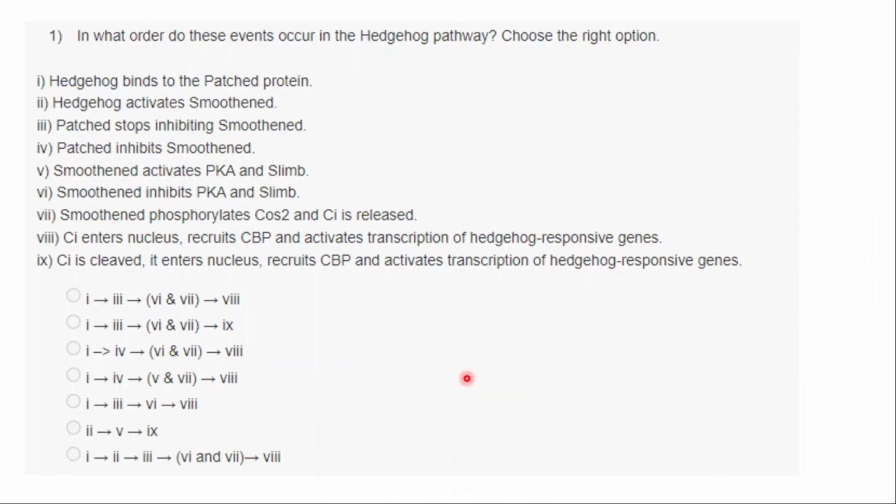Moving on to the first question: in what order do these events occur in the hedgehog pathway? This is the question. In what order do these events occur in the hedgehog pathway? And you have to choose the right option.